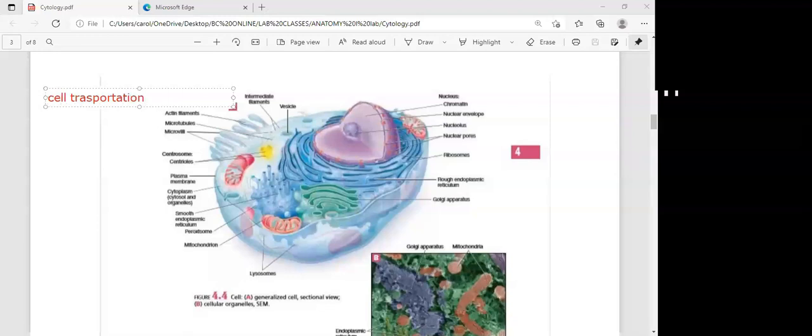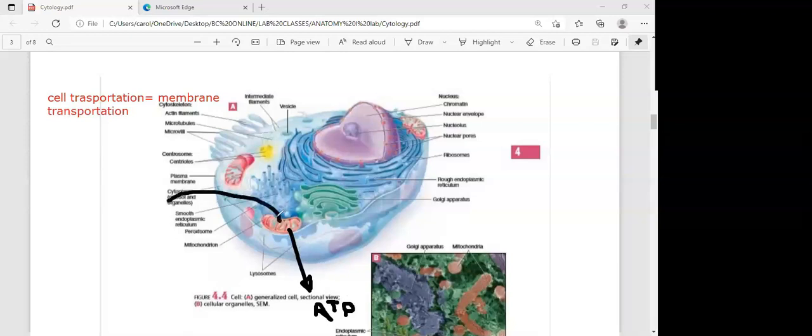Since the transportation happens through the cell membrane, this is also known as membrane transportation. So what are we talking about here? Well, we said, for example, that we need to create ATP, right? So this mitochondria produces ATP. Okay, good. And how is it that mitochondria is able to produce ATP? It's not going to do it through magic, right? So that means that something must go inside here, and then something will come out of the cell in the form of ATP.